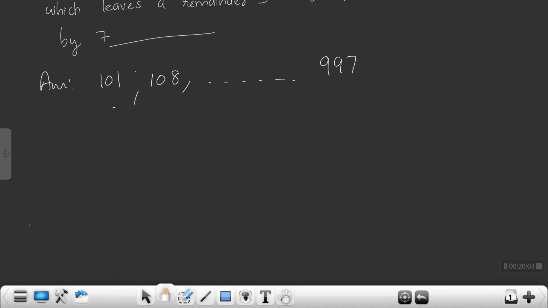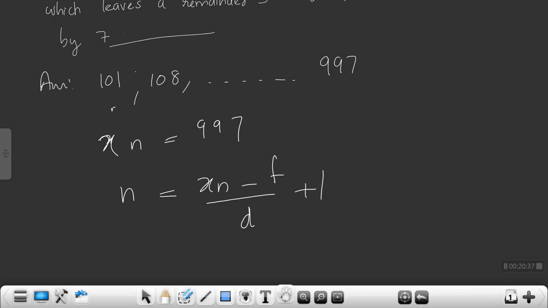Clearly we can find the first term and the last term. The first term is 101 and the last term is 997. We want to find the number of terms of this sequence. For that, we consider the last term xn is equal to 997. We know that the number of terms n is equal to xn minus f by d plus 1.